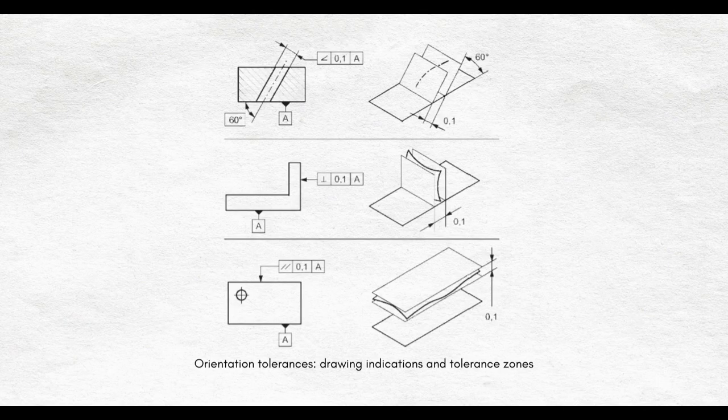Orientation tolerance refers to the maximum allowable difference in orientation from the desired position. As per ISO 1101 standards, there are specific zones defined for orientation tolerance and all points of the feature must fall within these zones. The orientation tolerance zones ensure that the feature is positioned correctly within the specified limits.